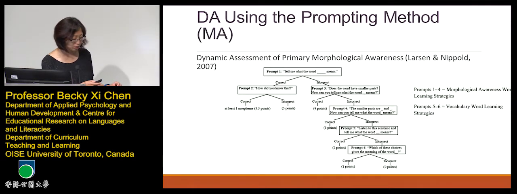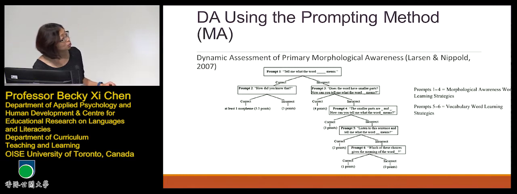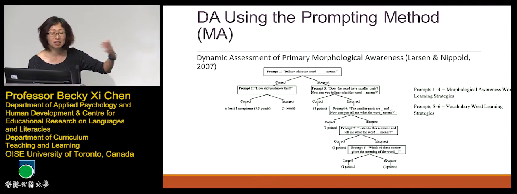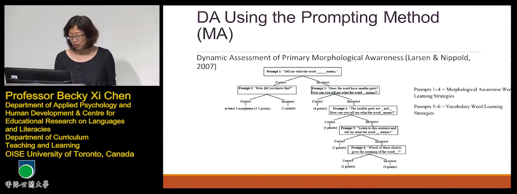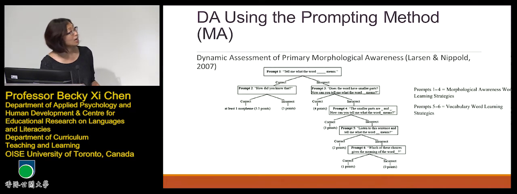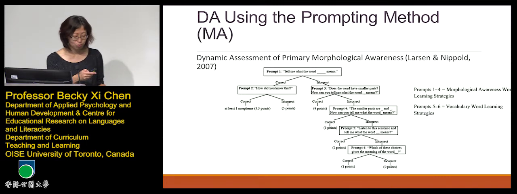So this is just the graph. Again, this task wasn't developed by me. It was by these colleagues here. I'm just giving it as an example. So basically, the task is about word meaning. So tell me what this word means. If they get it, you stop there. If they don't get it, you can give them, I think it's a total of 5 prompts to show them how to understand the meaning of this word.